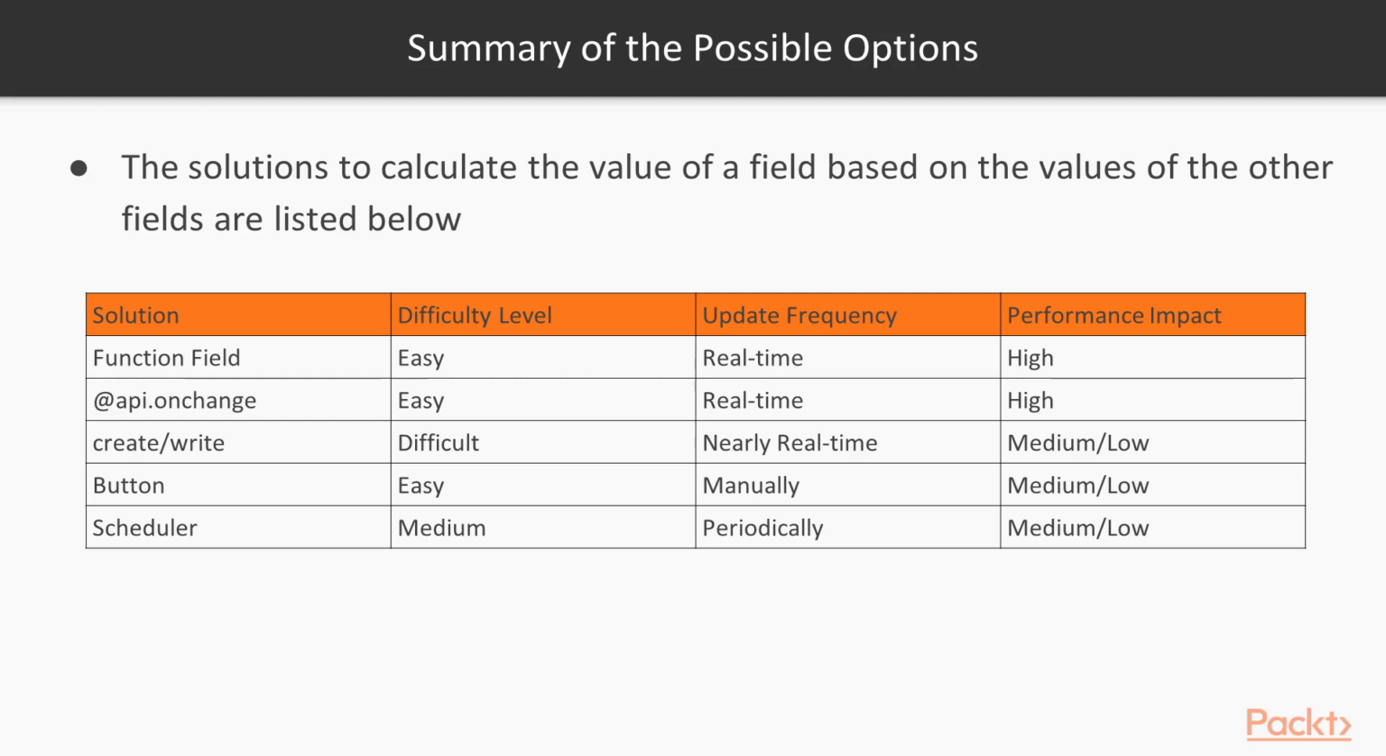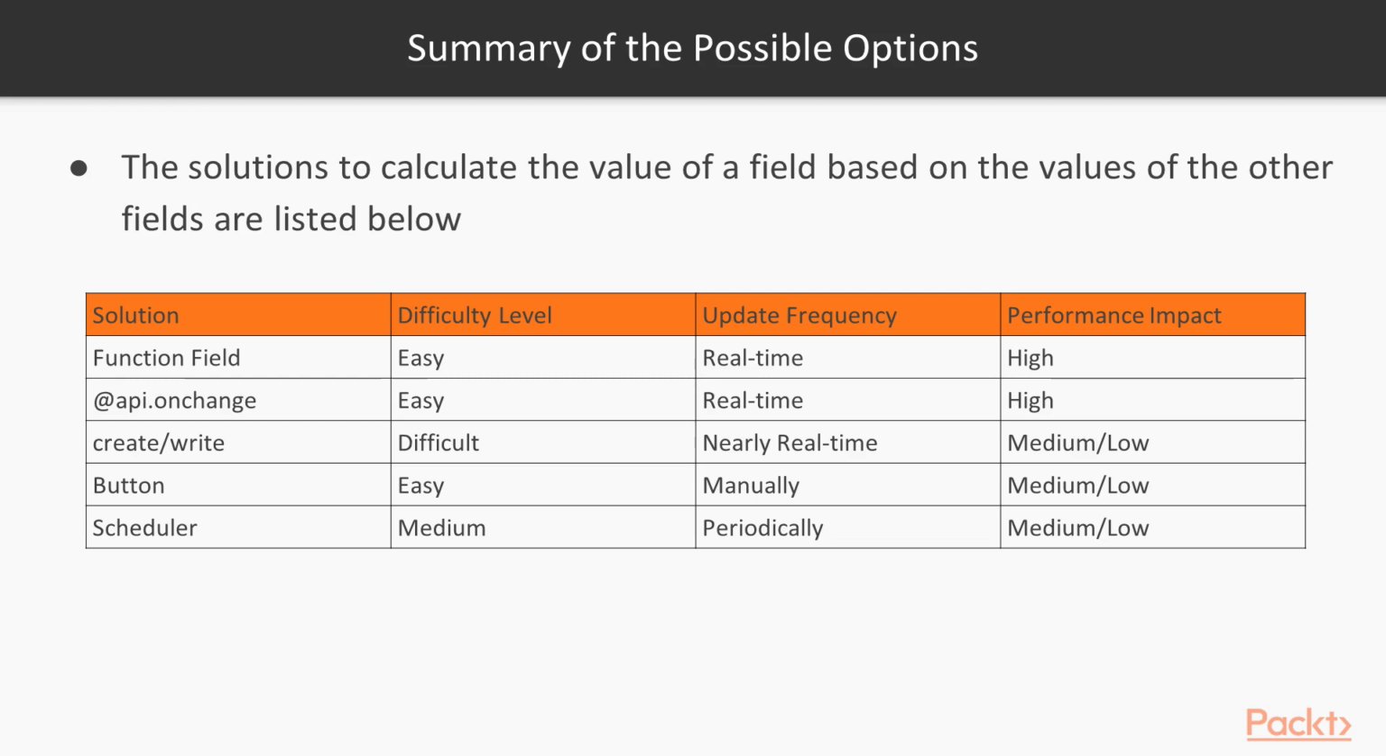For each solution, I define their difficulty level, the update frequency, and the performance impact. For function field, the difficulty level is easy. It is also easy using API onchange. If you want to override the create and write methods, it's a bit more difficult, complex, and somewhat long to do. Using a button is also easy, and using a scheduler is medium level.